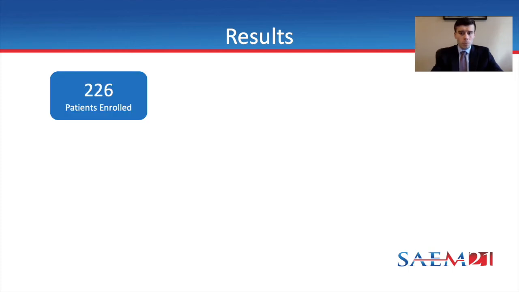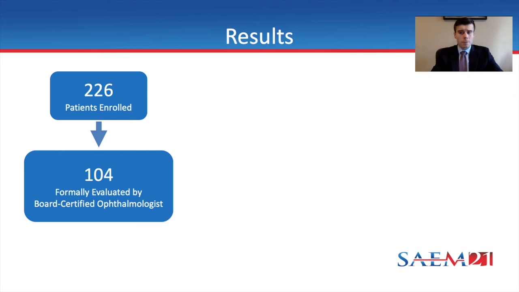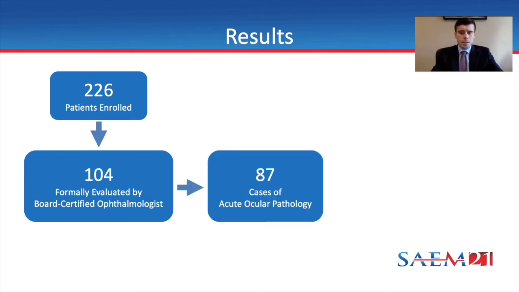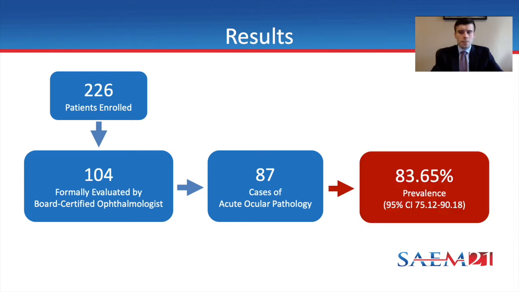226 patients were enrolled, 104 of whom had a formal evaluation by a board-certified ophthalmologist. 87 patients were diagnosed with ocular pathology, yielding a prevalence of 83.65%.